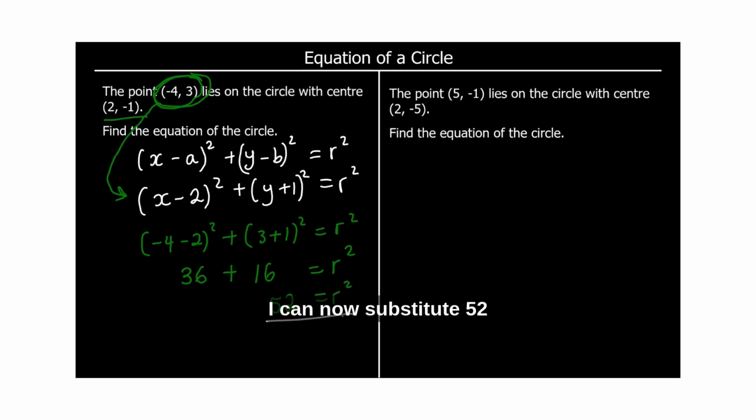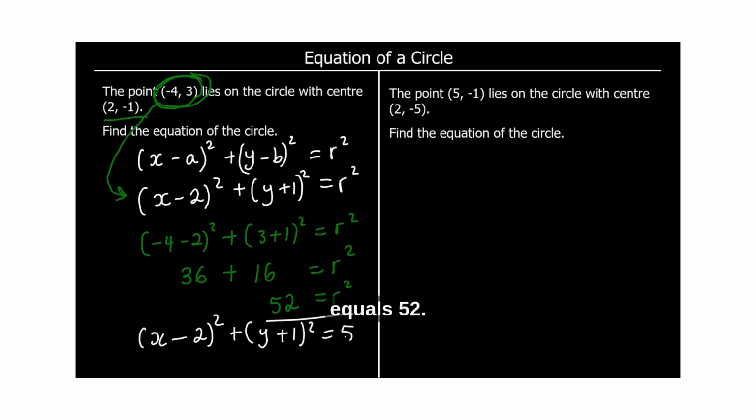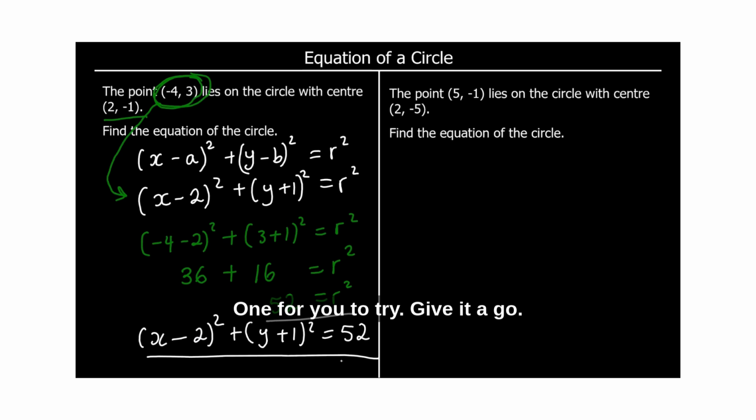So I can now substitute 52 in for r squared. So it's (x minus 2) squared plus (y plus 1) squared equals 52. And that's the answer. One for you to try. Give it a go.